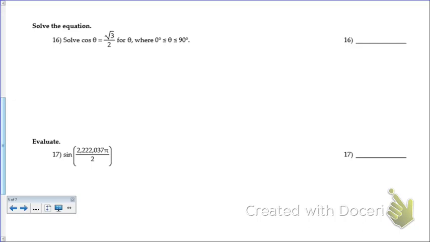Number 16, solve cosine of theta is equal to square root of 3 over 2 for theta, where theta is between 0 and 90 degrees. So we're looking for degrees. Cosine of theta is your x-coordinate, and it says our x-coordinate is the square root of 3 over 2. And between 0 and 90 degrees means we're going to be in the first quadrant. So we want to look at our unit circle.